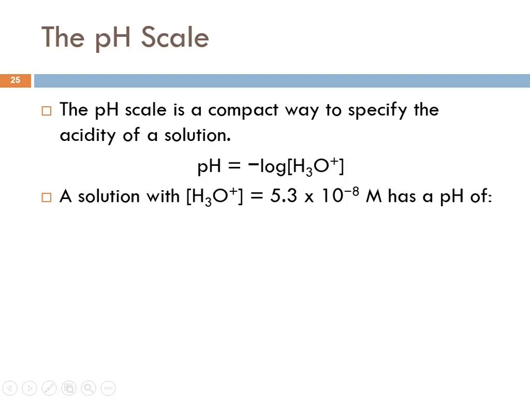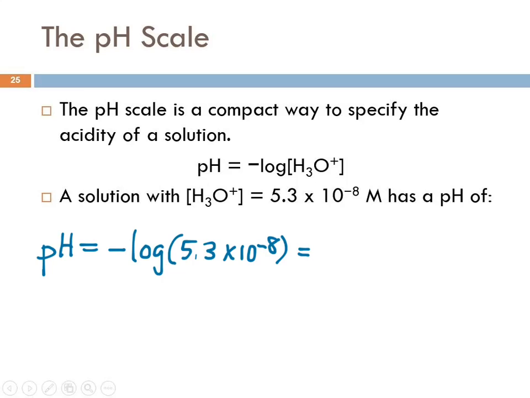Well, it will be negative log of 5.3 times 10 to the minus 8. So 5.3 EE minus 8. And that's going to give me 7.27572413.